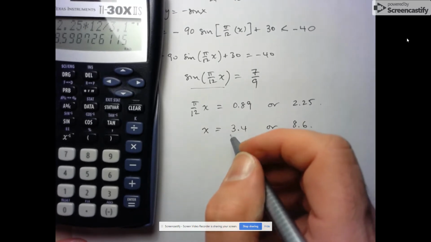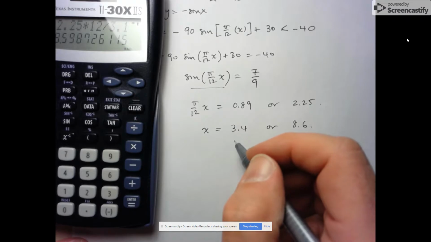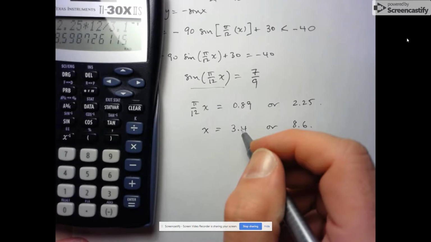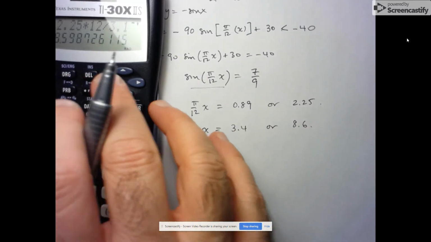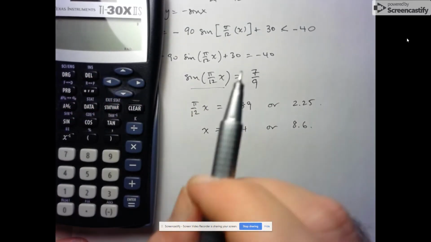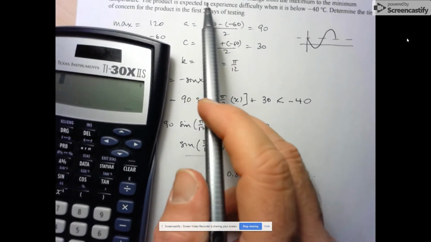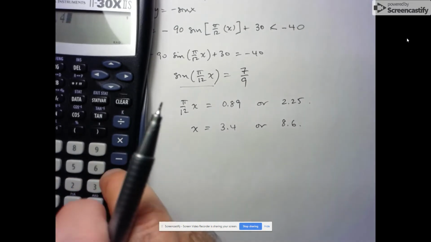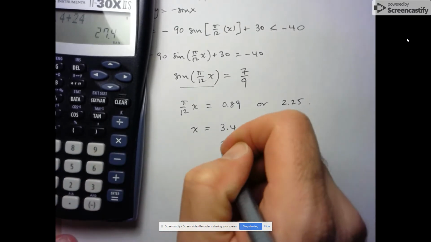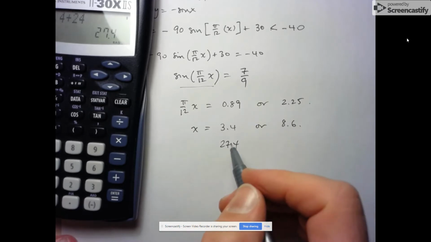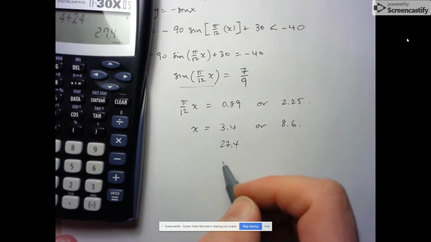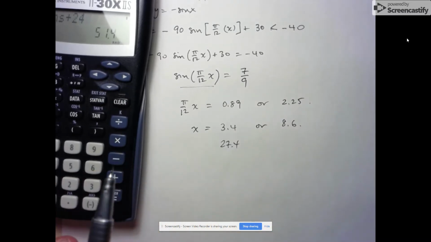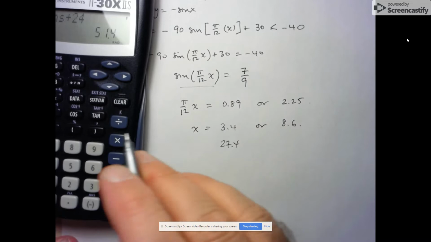And then step 4 is to determine other answers by adding the period. So the period, remember, was 24 hours. All right, but we're only looking at the first 2 days of testing, so we don't want to go over 48. So if I take 3.4 and I add 24, we get 27.4, so we're still good. But if I try to add another 24, we end up above 48 hours, so I stop there.